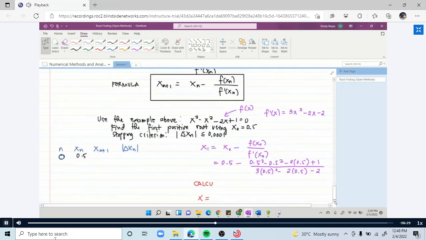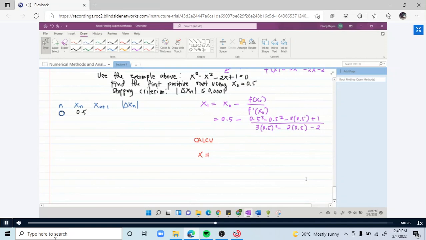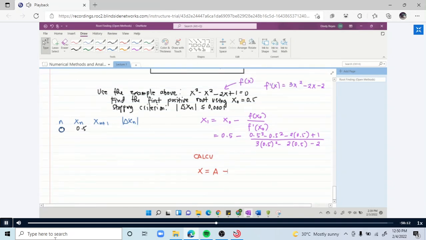You can use whatever variable that you like. You can use variable y, you can use the variable a. But in this case, I'll use a. Okay, type a, tapos minus f of x sub 0 dito, no? Yung f natin ay this. So, lahat ng x gagawin kong a. So, a cubed minus a squared minus 2a plus 1 over, dito naman sa f prime, lahat ng x gagawin kong a. 3a squared minus 2a minus 2.